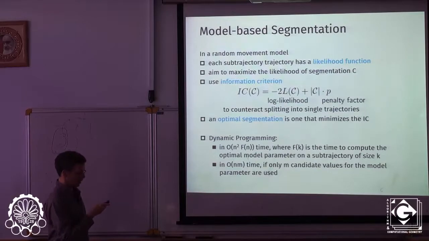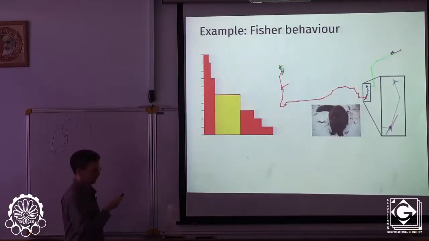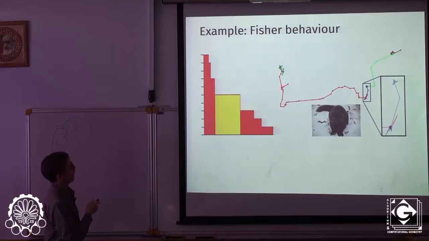But let me show an example of a result for this. What I'm showing here is the number of segments versus the penalty factor. The larger the penalty factor, the more costly it is to use many segments. So if I have a large penalty, I would use very few segments. At the end, I will only use one segment. On the other hand, if I have a very low penalty factor, I will have many, many segments.